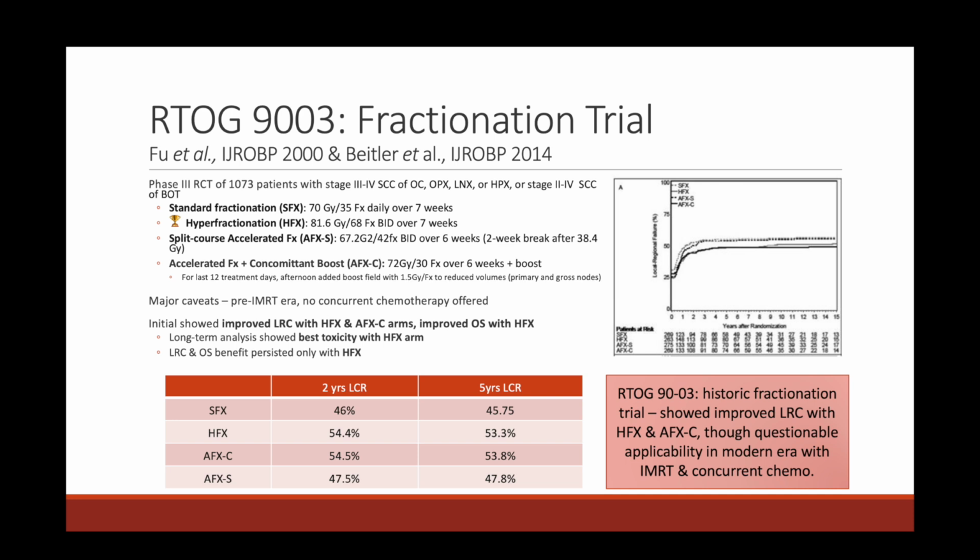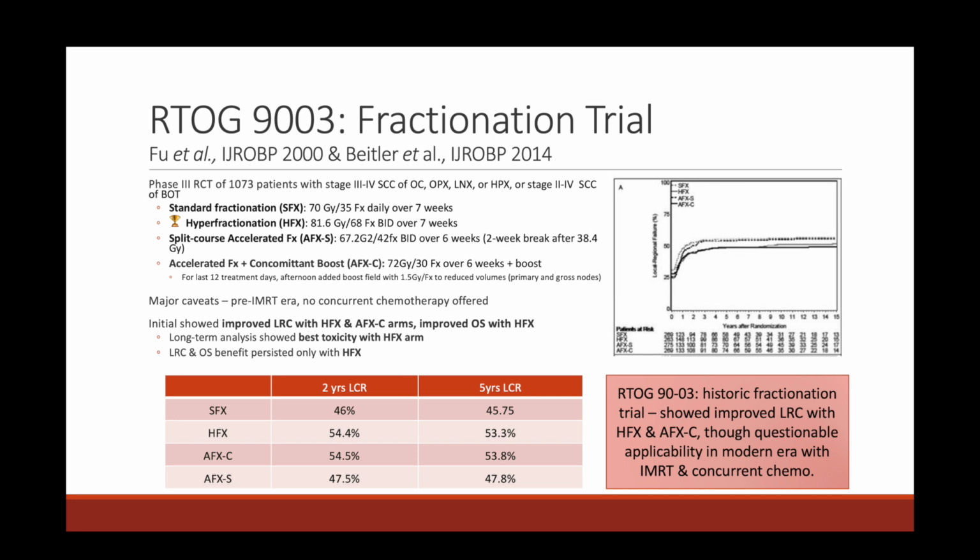The long-term analysis ended up showing the best toxicity outcomes with hyperfractionation, which makes sense because long-term toxicity is typically a function of dose per fraction. And when we're doing BID fractionation, we're giving less dose per fraction. So they had better long-term toxicity. And the local regional control and overall survival benefit really persisted only with the hyperfractionation arm.